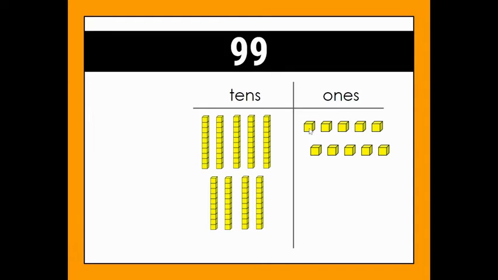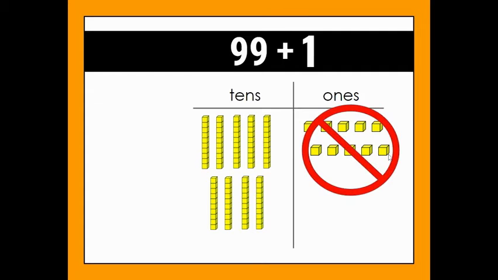Uh-oh. Now we have 1, 2, 3, 4, 5, 6, 7, 8, 9, 10. We have 10 ones. Can we have 10 ones in one place value? No. So what we have to do is we have to take these 10 ones, and these 10 ones become 110.